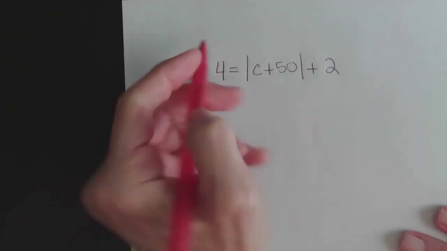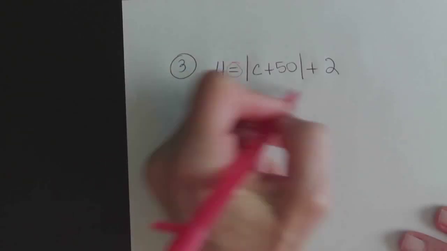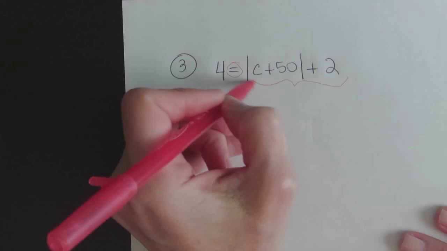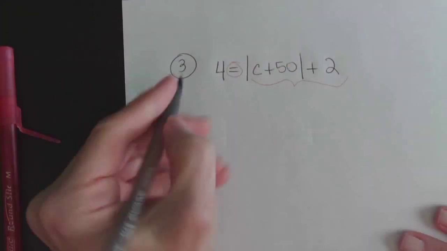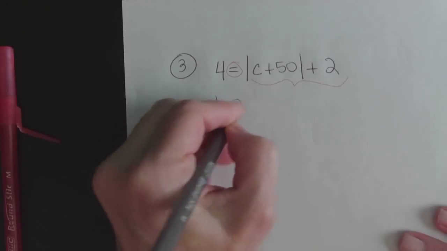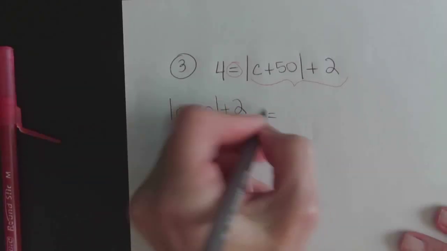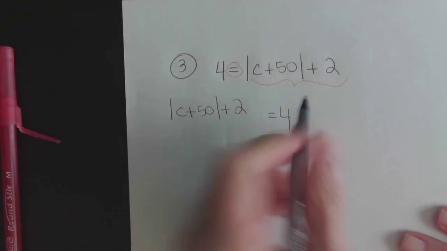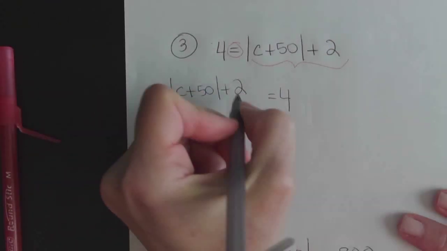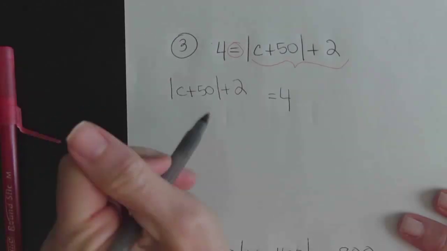Again, see what they're doing? They're trying to trick you up, trip you up, like, oh, it's different. It is not different. All you have to do, see where the equal sign is? If you're like me and you don't like it that way, just take this whole side and put it on the left. So make it absolute value of C plus 50, close it, plus 2, and then your equal sign, and then take the 4 over here.